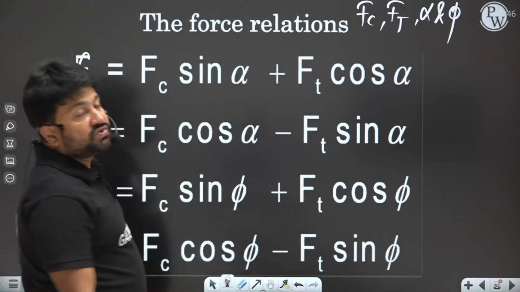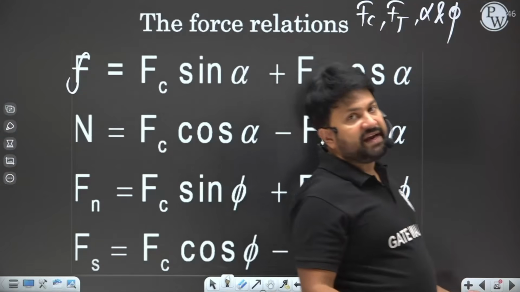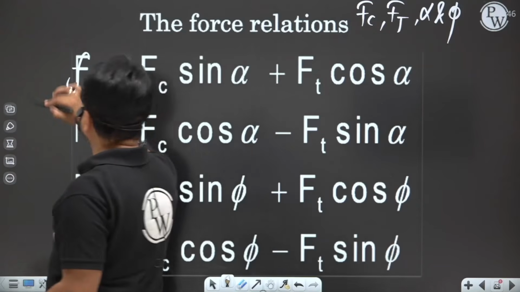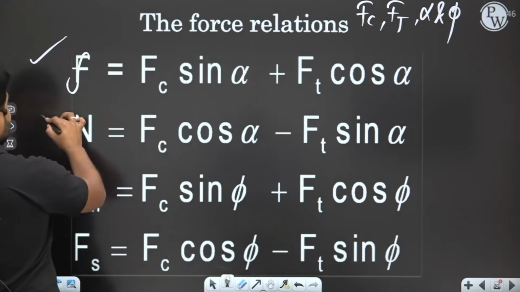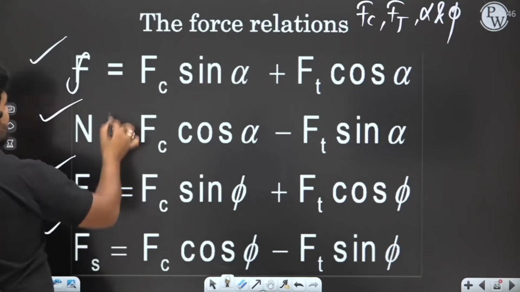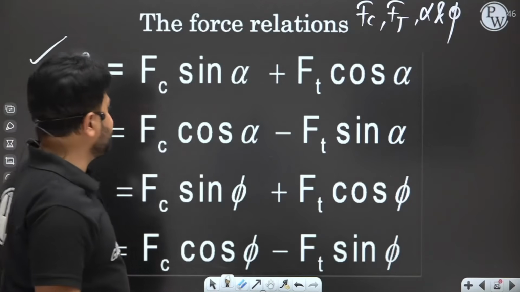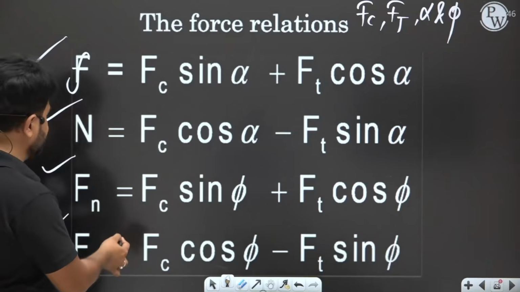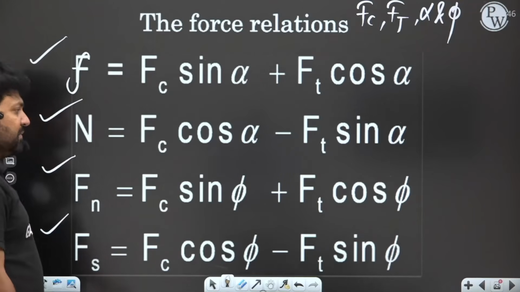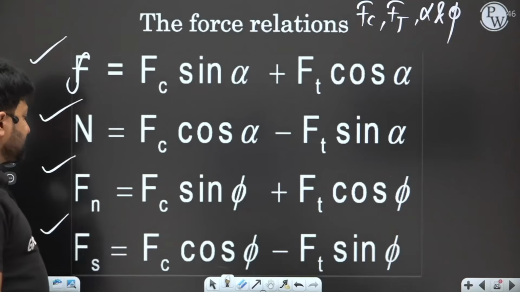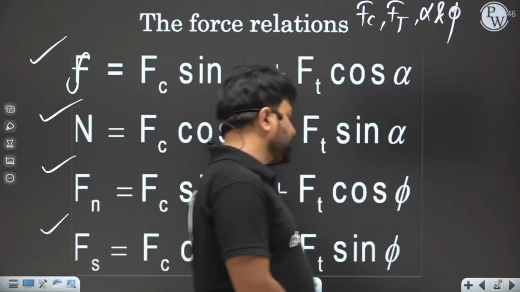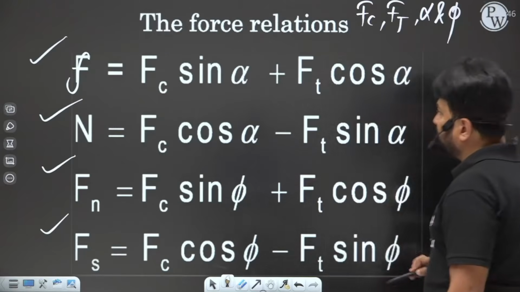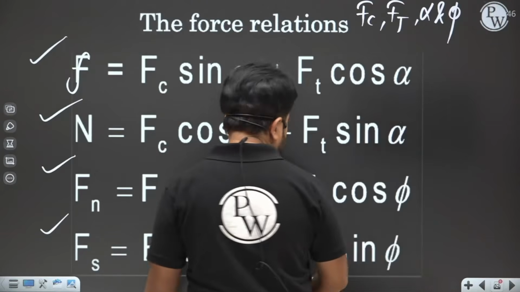It was derived from the Merchant circle, but you have to remember it directly to save your time in the exam. So friction force is Fc sin alpha plus Ft cos alpha, normal equals Fc cos alpha minus Ft sin alpha, Fn equals Fc sin phi plus Ft cos phi, Fs equals Fc cos phi minus Ft sin phi. Now there is a trick to remember this formula. Let me tell you the trick.